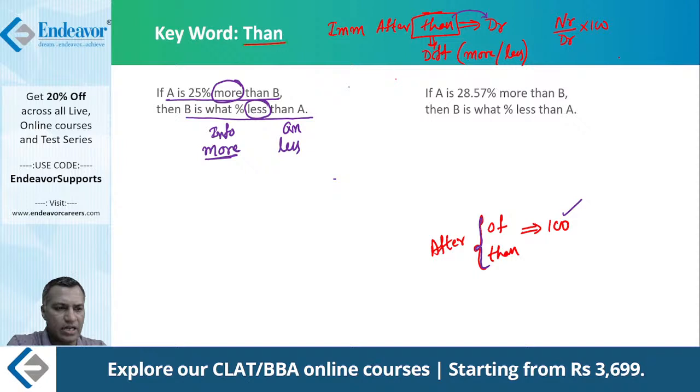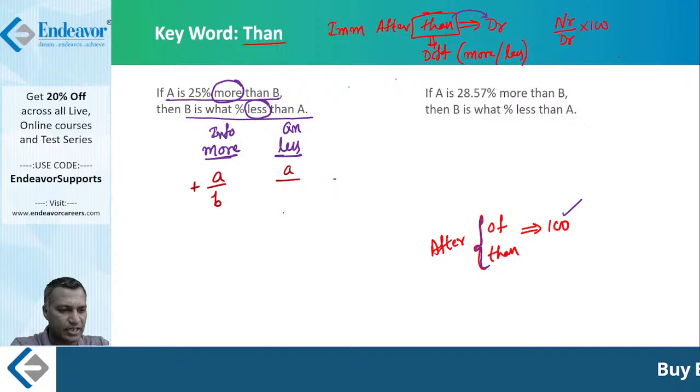Now look at this. If the more is associated with a fraction A by B, if it is more, just write plus. If more is associated with a fraction A by B, then less is written by repeating that A as it is. Now while you are writing the denominator, write B plus A.